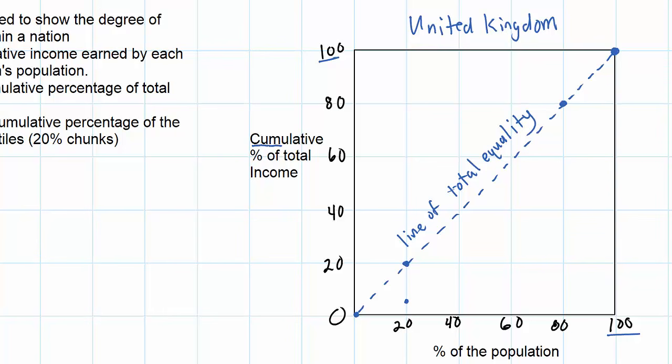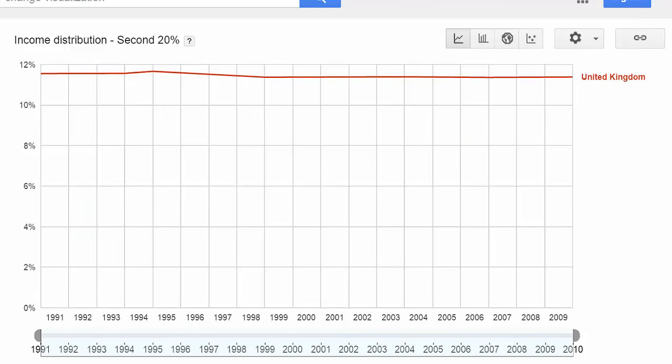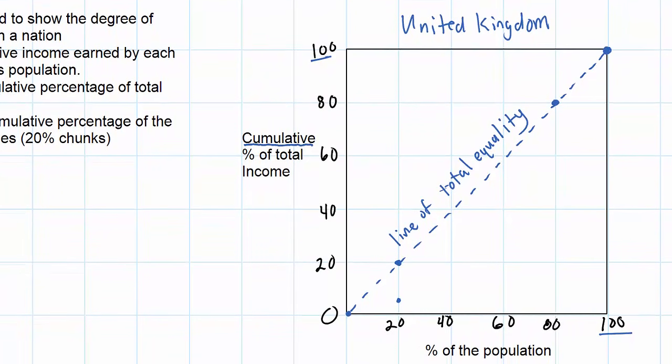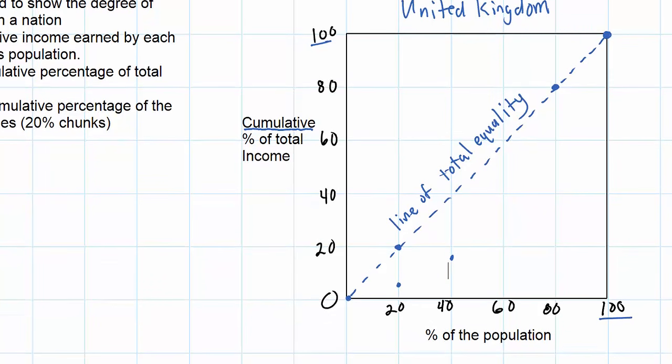What that means is that I must add that 11.38% to the 5.77% already earned by the poorest 20% of British households. That will tell me how much of the total income is earned by the poorest 40% of British households. 11.38 plus 5.77 is approximately 17% of the total income, which gives me a point right around here. So what do I know now? I know that the poorest 40% of British households earn around 17% of total income. Hence, I have the cumulative income earned by the 40% of British households at the bottom of the income ladder.